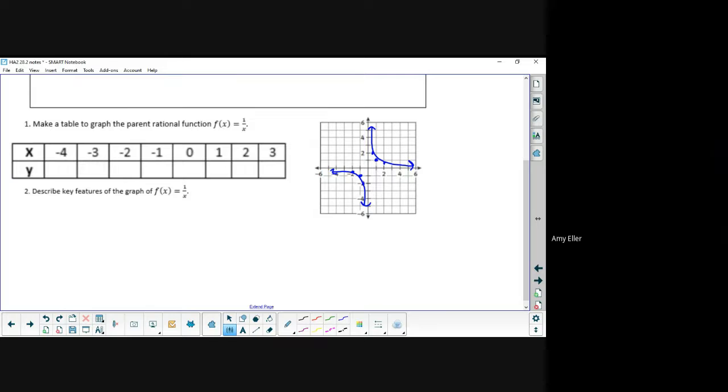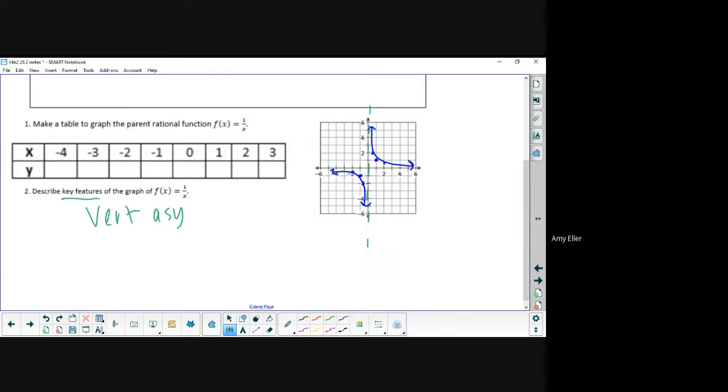Now, number 2, describe the key features. I'll kind of tell you specifically what I want you to write there. We want to talk about the asymptote. So there is a vertical asymptote. I'll abbreviate. Vertical asymptote.